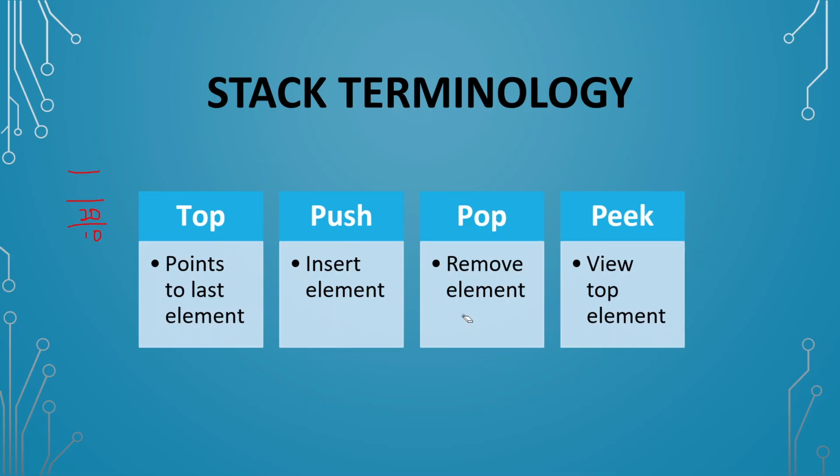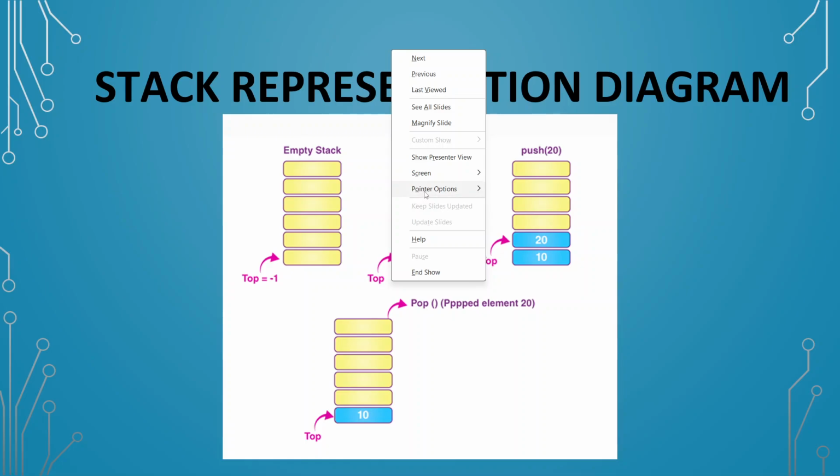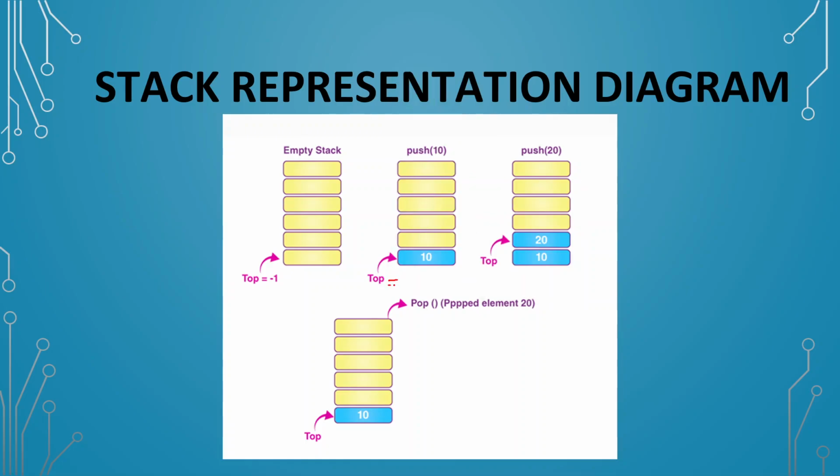Now let us understand how stack works using a diagram. First, this is the empty stack. The top value is -1, which means the stack has no elements. If we perform the push operation, push 10, then we insert 10 into the stack, the top value becomes 0, and top points to 10.